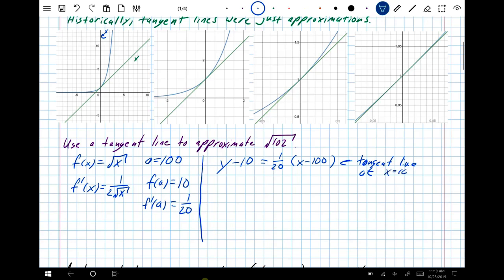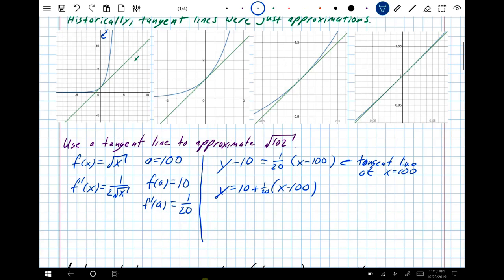x equals 100. Okay, great, using that point slope form. In fact, if I really wanted to, and let's go ahead and do that this time, I could bring over the 10, and I'm going to write it a little bit funny. Y equals 10 plus 1 over 20, x minus 100. All right. I know a lot of you are used to seeing the b at the end, but I'm going to write it like this for my own secret reasons that you'll see.